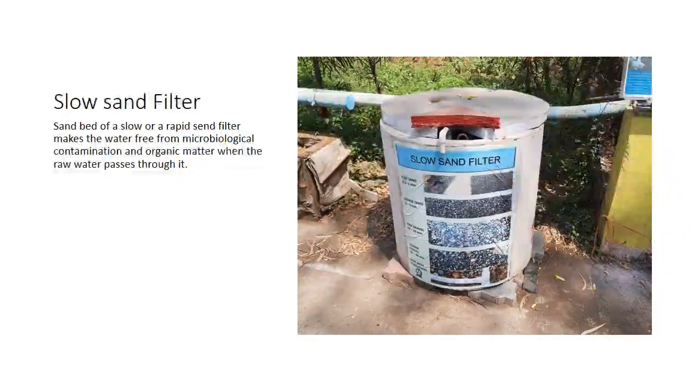After that, liquid chlorine or chlorine gas is added to the water. Such chlorinated water is supplied to an overhead tank, and then through pipe water supply it reaches every household. A zoogleal layer is formed in such a sand bed, which also facilitates making the water free from microbiological contaminants.